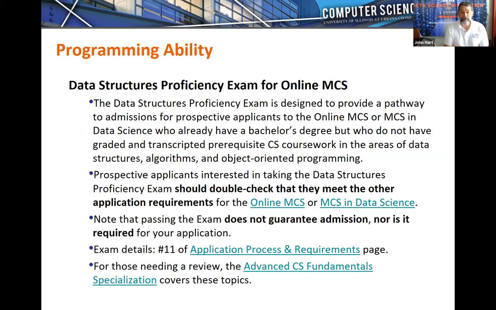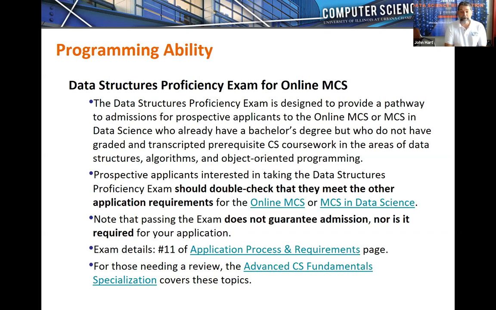equivalent in your transcript. That exam is available for applicants to take, and you can report your result on that for your application. Passing the exam is only one part of the admissions process, and passing the exam doesn't automatically get you in, but it will help us ensure that when we evaluate your application that you have proficiency in data structures.